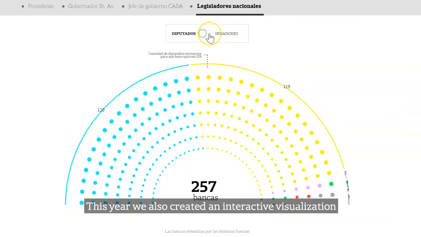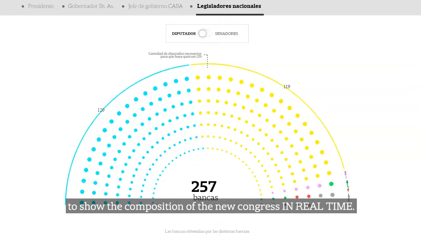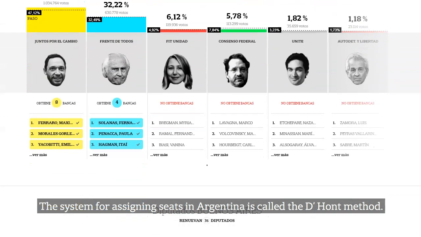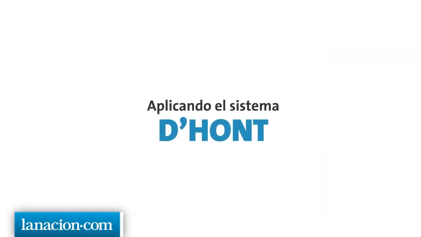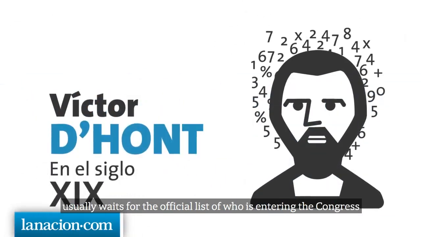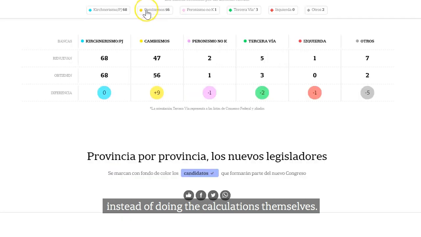This year, we also created an interactive visualization to show the composition of the new Congress in real time. The system for assigning seats in Argentina is called the D'Hondt method. It is somewhat complex, so every news organization usually waits for the official list of who is entering the Congress instead of doing the calculations themselves.